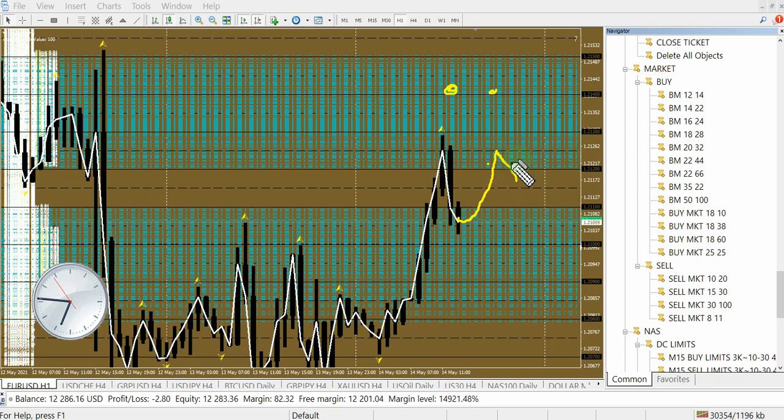So if you're trying to make that, I'm putting in 12 pip stops to make 8 pips on some of these banks up here. It's nuts. I can't believe this broker lets me put this many tickets in. I'm going to say 1,000 tickets at least. 1,000 tickets. I think so.